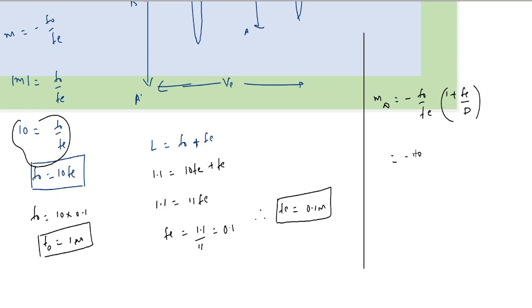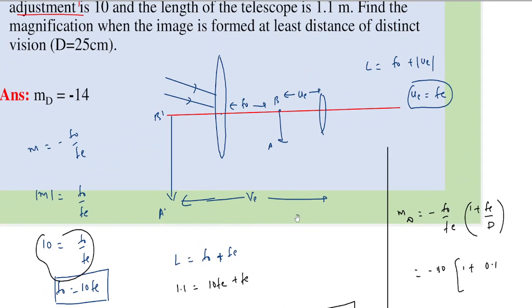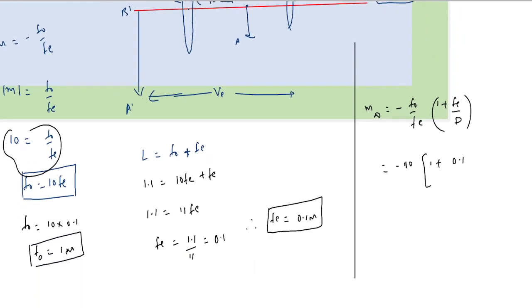So minus 10 into 1 plus fe is 0.1 meter, and d, we know the value of d, it's already given here, which is 25 centimeter. So if you write in terms of meter, that will be 0.25. That's minus 10, 1 plus 0.1 by 0.25, which will be equal to 0.4. So it's 1.4. So minus 10 into 1.4, that is minus 14. So the magnification is minus 14.